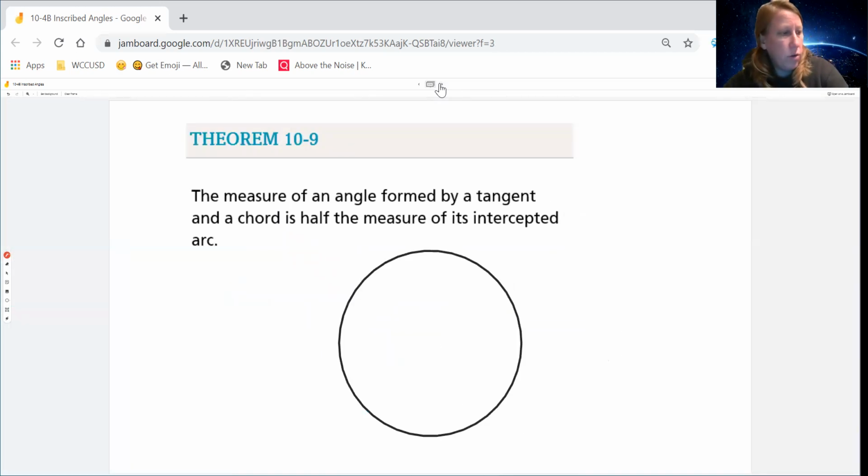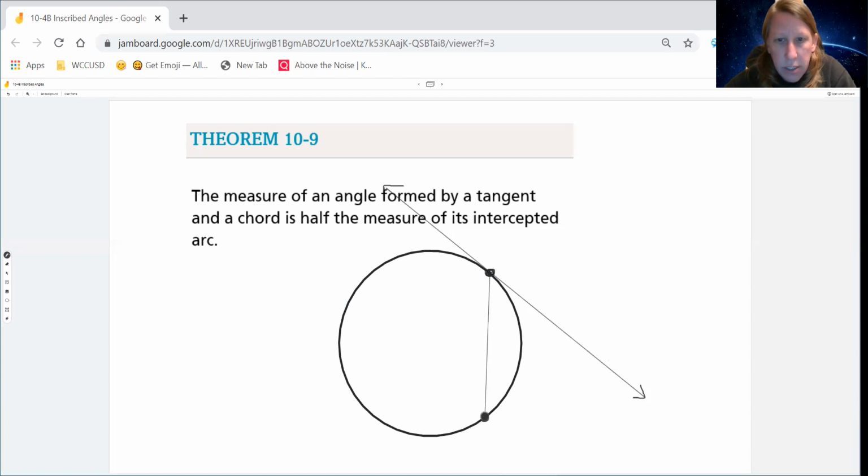All right, this is another quick piece that you need to be aware of. The measure of an angle formed by a tangent and a chord. You guys remember what a tangent is? This is a tangent. It hits the circle at exactly 1 point. Here's a tangent and a chord. A chord is a line segment with both endpoints on the circle. So this is a chord.